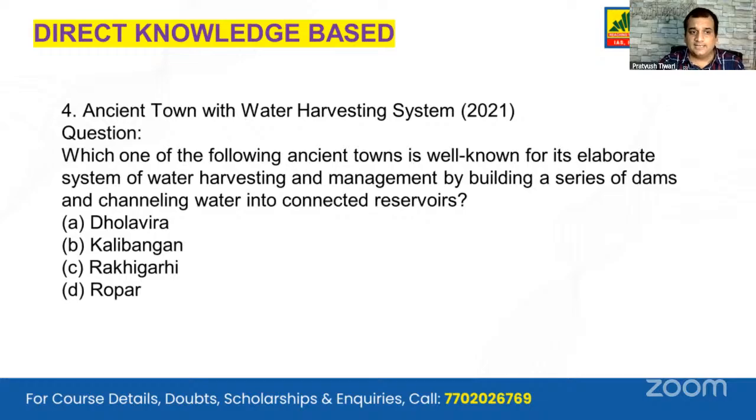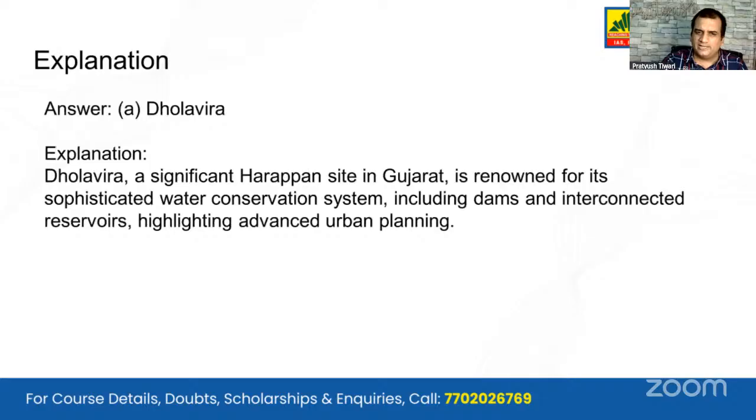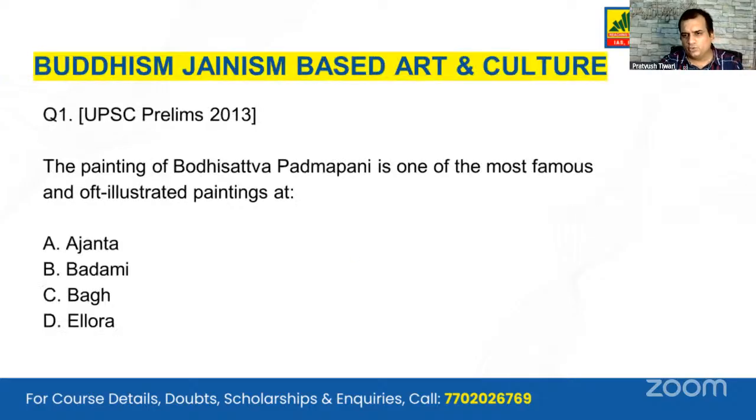Again, this is a direct knowledge based question from 2021, and here it is asking about the ancient town where you have a water harvesting system. This was not a very hard one. Dholavira in Gujarat is very famous. If students knew about it, it was not going to be very difficult for them.